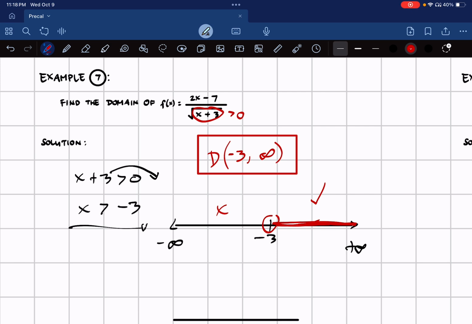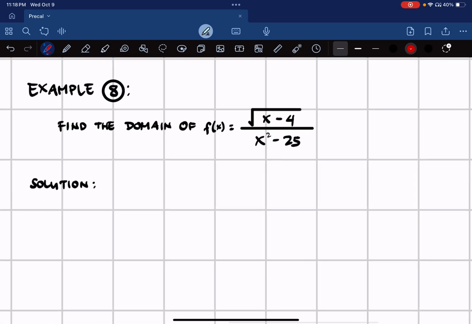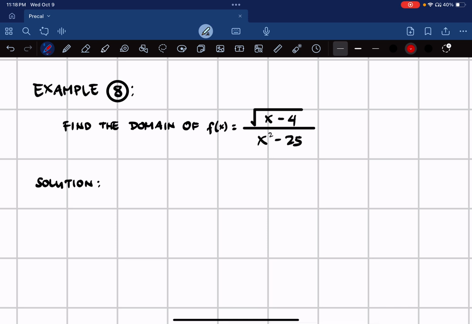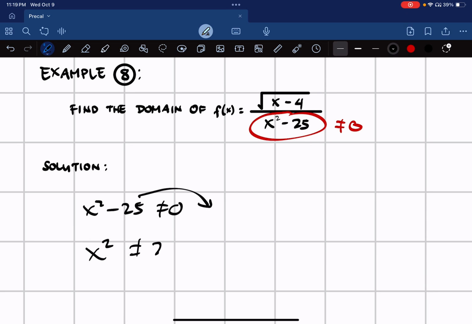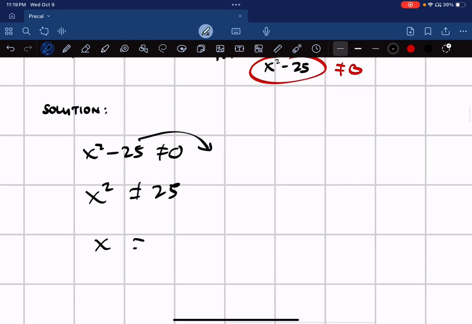Yeah, that's the domain. And then, see example 8, second to the last, the unique function. First, we consider the denominator, which must not be equal to 0. So x squared minus 25 is not equal to 0, and suppose x squared is not equal to 25. So x must not be equal to positive or negative 5.